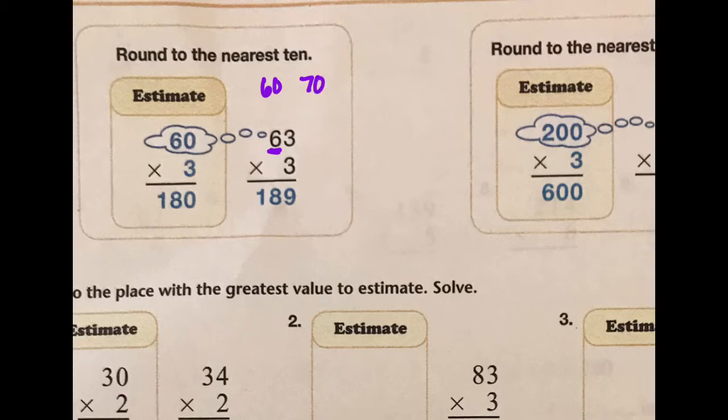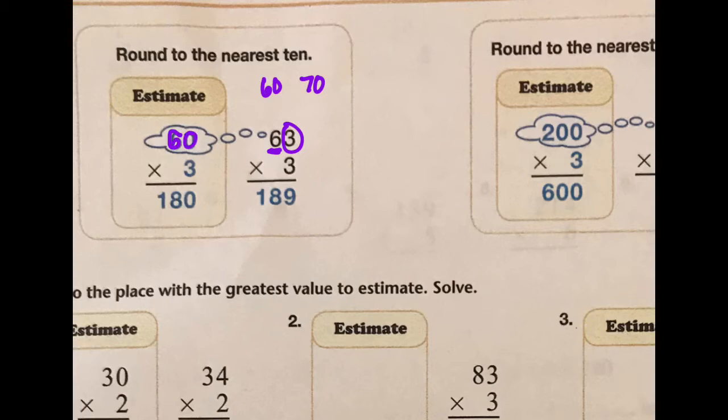So in order to do that, we need to look at this number right here. It's a 3. So what do you think? Is it going to be 60, or is it going to round up to 70? If you said 60, you're right, because 1, it's right there in front of you and you can see it. And then 2, if you figured it out yourself, that's really great. All right, so that would be 60.